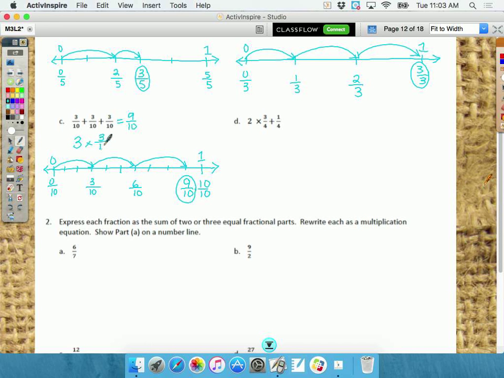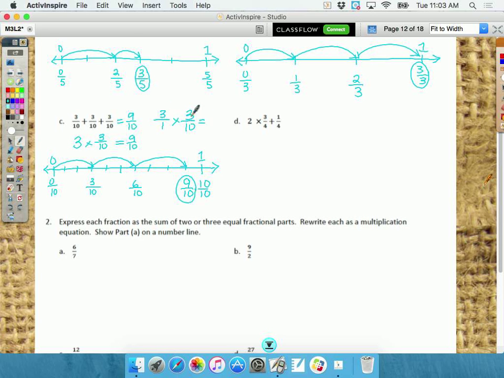3 times 3/10 equals 3 copies of 3/10 equals 9/10. All right, now have I shown you before that whole number 3 can actually be written as 3/1? Let's just say it's easier for me to work with fractions. So I put the whole number 3/1, and then I just multiply straight across when I multiply fractions.